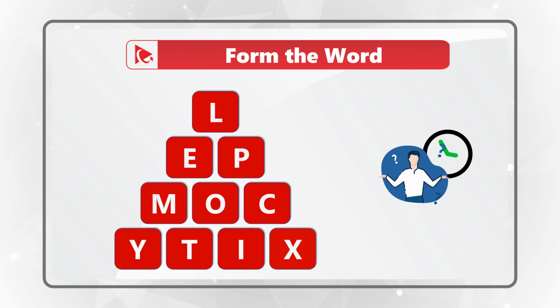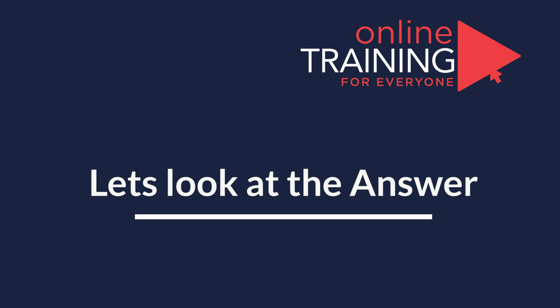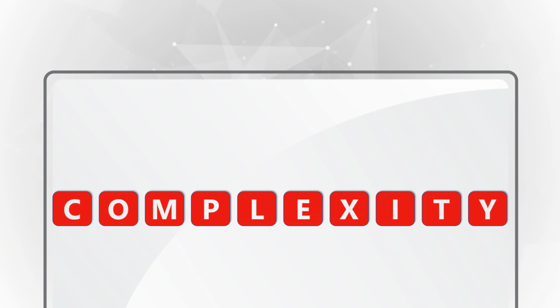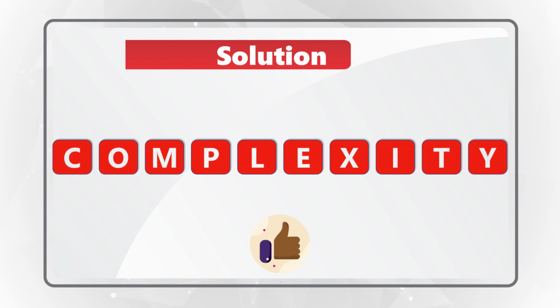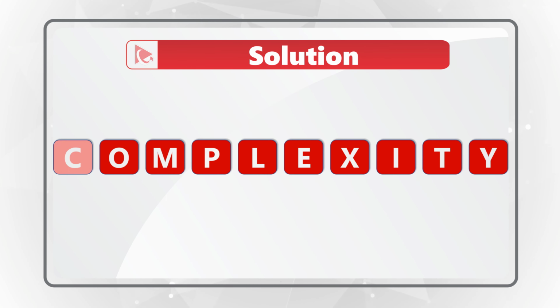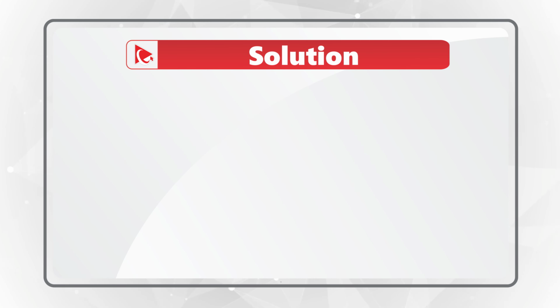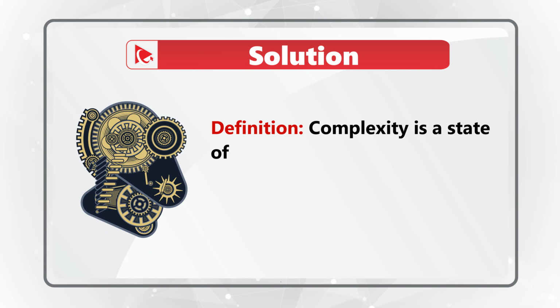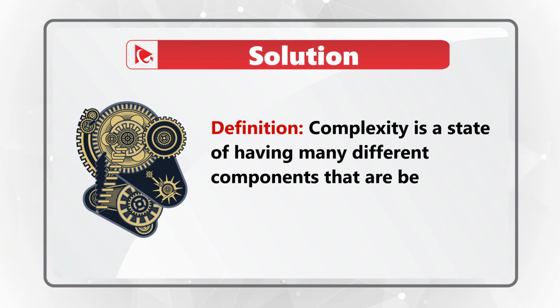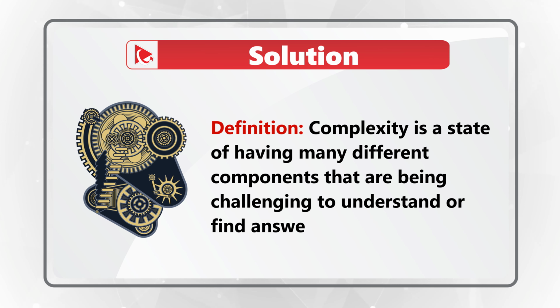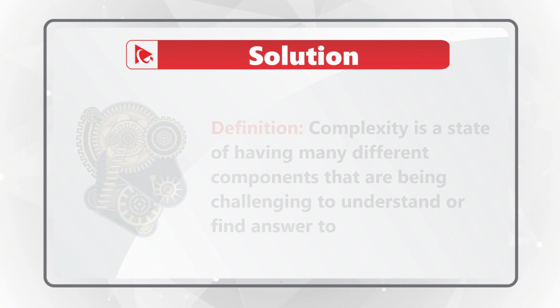The word kind of reflects the fact that there are 10 letters in the word. Hopefully it was helpful, but ready or not, I am moving forward to reveal you the solution. As you might have guessed, the answer is the word complexity. Let me spell it for you. C-O-M-P-L-E-X-I-T-Y. And complexity is a state of having many different components that are challenging to understand or find answers to.